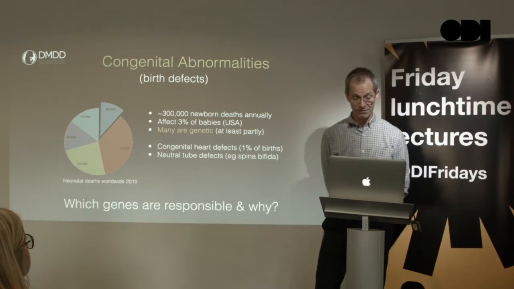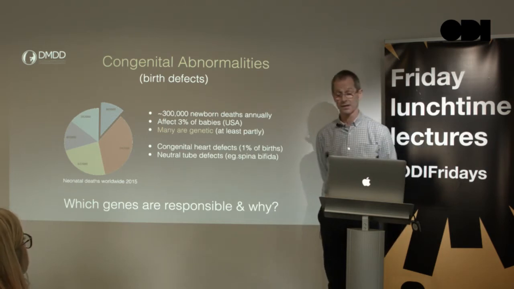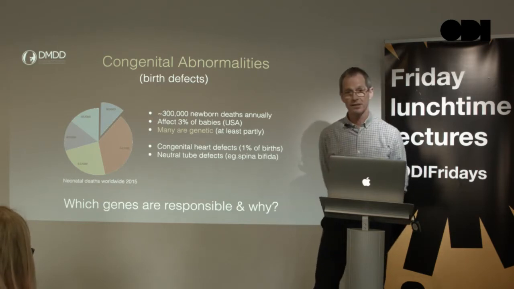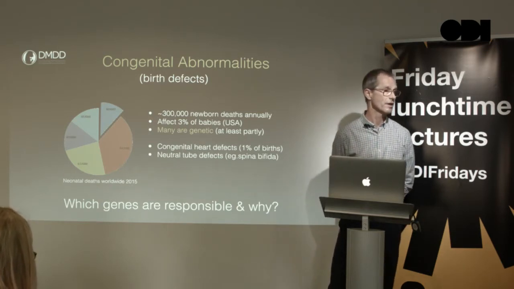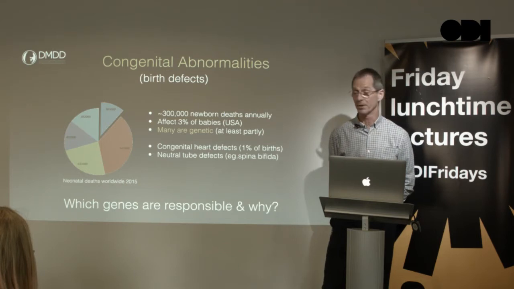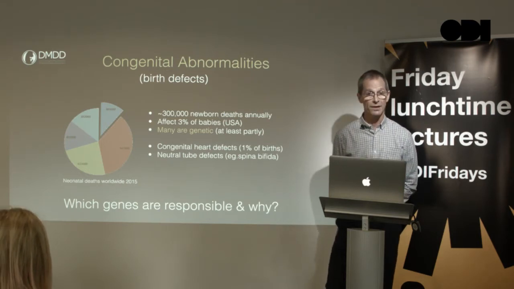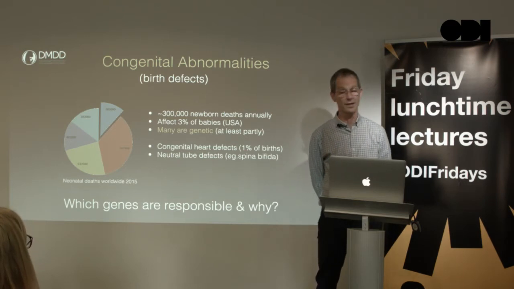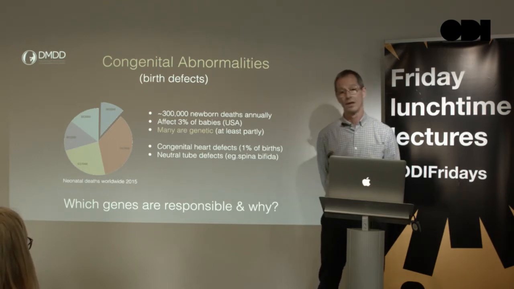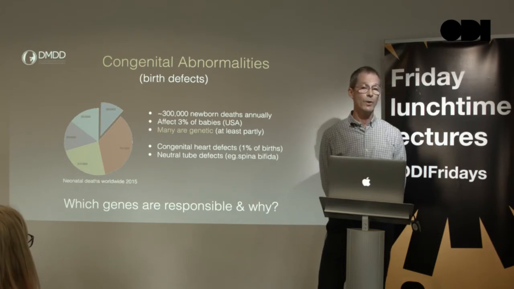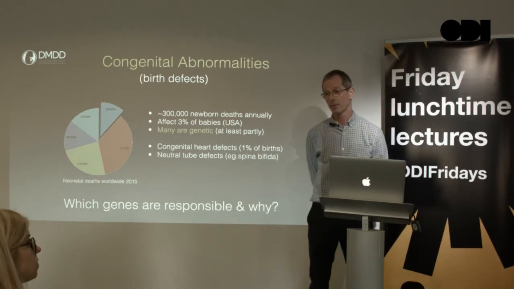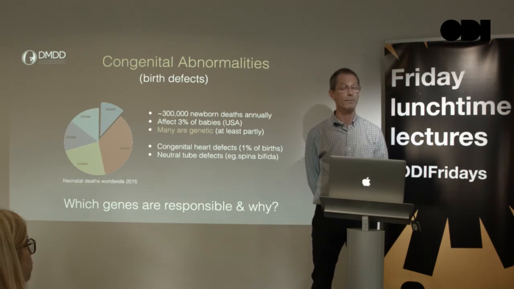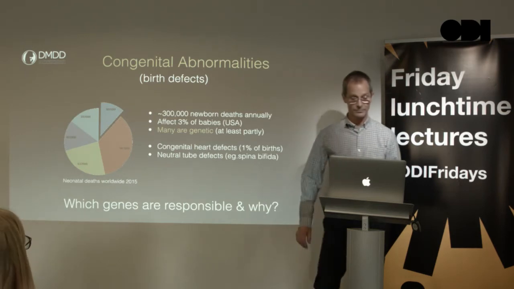Another common sort of defect are neural tube defects, such as spina bifida. So our challenge really is to understand what are the genes that cause these birth defects. Can we identify them? If we can, we can perhaps design screens to identify whether people carry them. And if we know what they are, we can also think about research to develop possible treatments that may ameliorate their conditions.